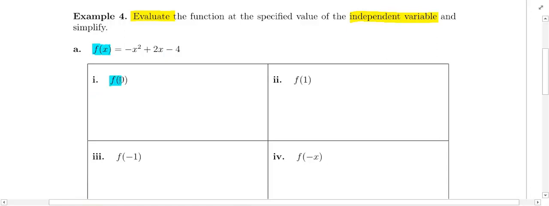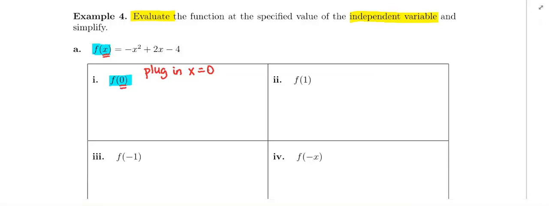When you see f of 0, what does that mean? Whatever is in parentheses is your input, so that's what your x value is going to be. Here, f of 0 just means you're going to plug in x equals 0. Everywhere you see x, you're going to replace it with 0, then simplify and get your output. So f of 0 means plug in 0 for x, get the output.